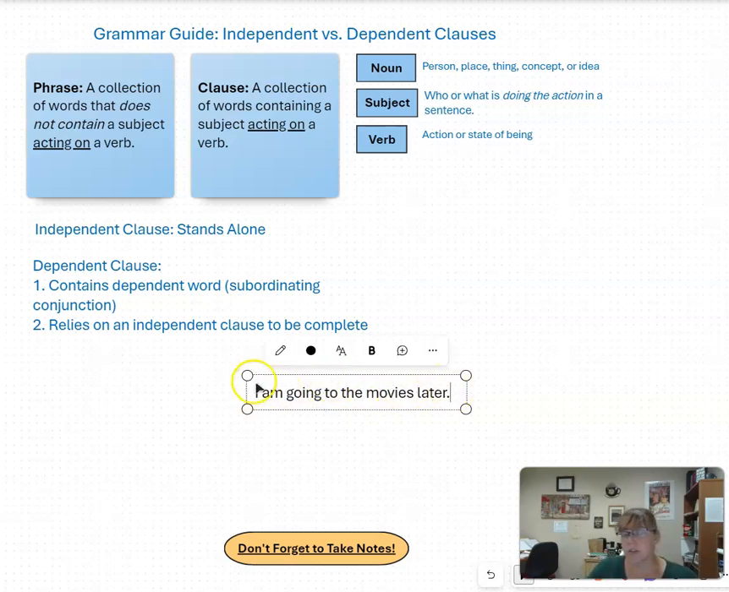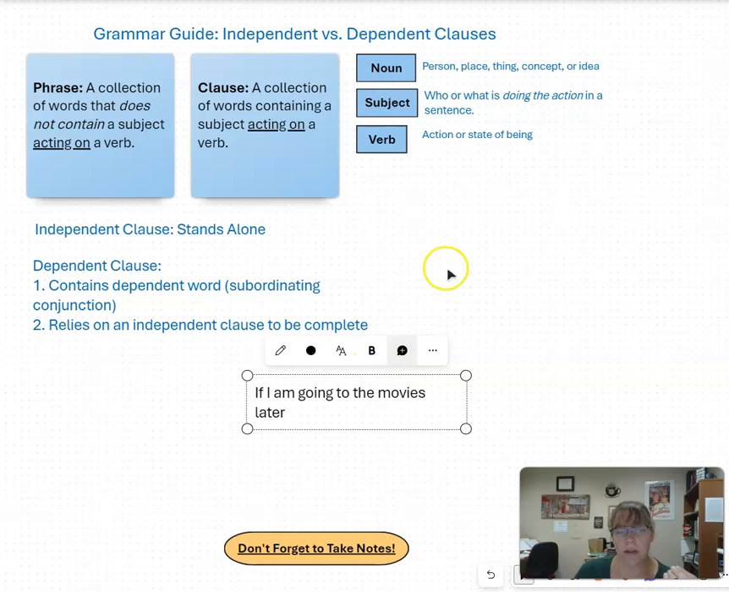Okay, right here we have our subject. It's acting on our verb. We have all the information here. If we were to add a word to the beginning of this sentence, let's add the word if. If I am going to the movies later, notice now that, first of all, we read it differently. We read it and we sound almost expectant, like we're going to finish this sentence.